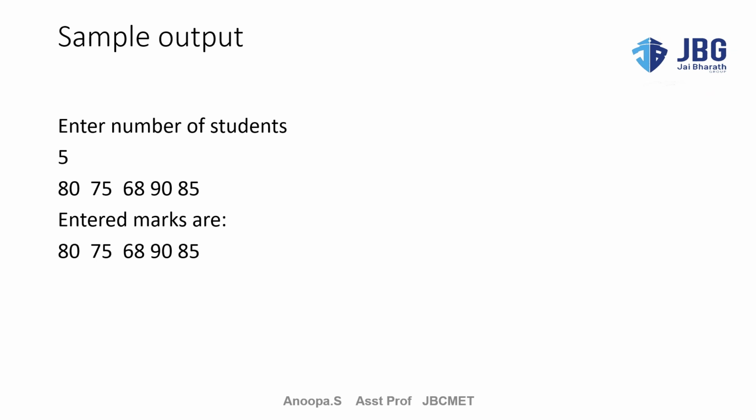And this is a sample output of the program. So I have entered the number of students as 5. I have entered the marks 80, 75, 68, 90 and 85. So as output I will get the entered marks: 80, 75, 68, 90 and 85.